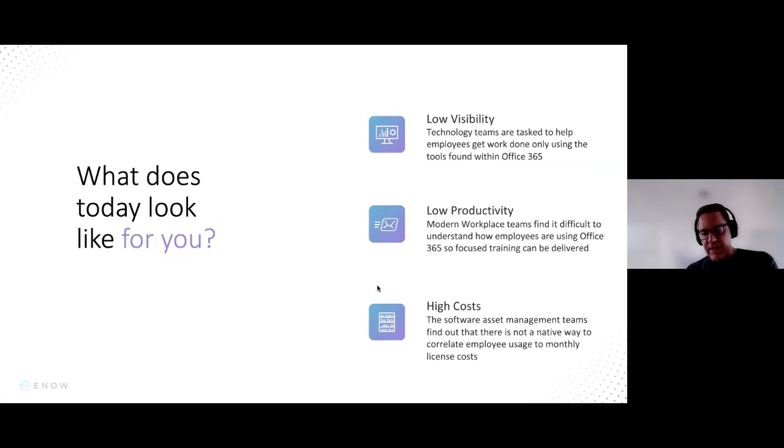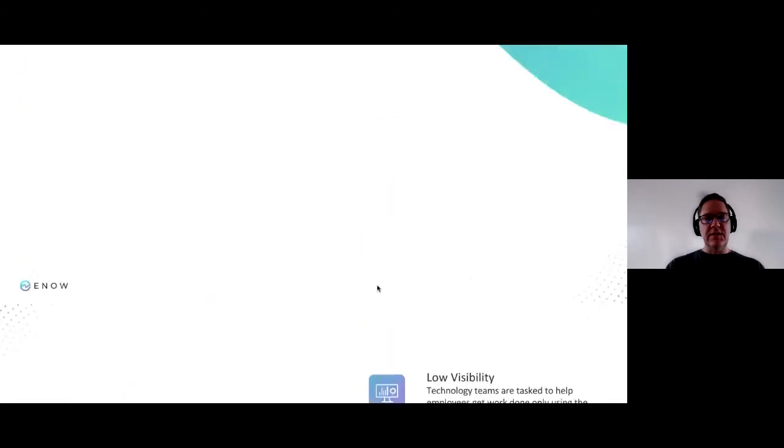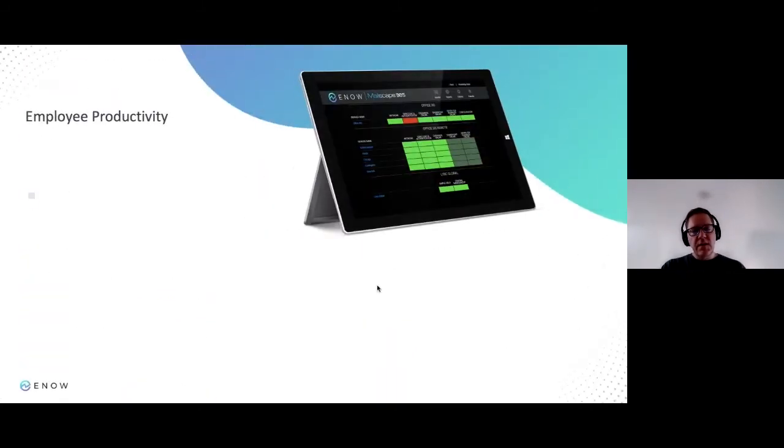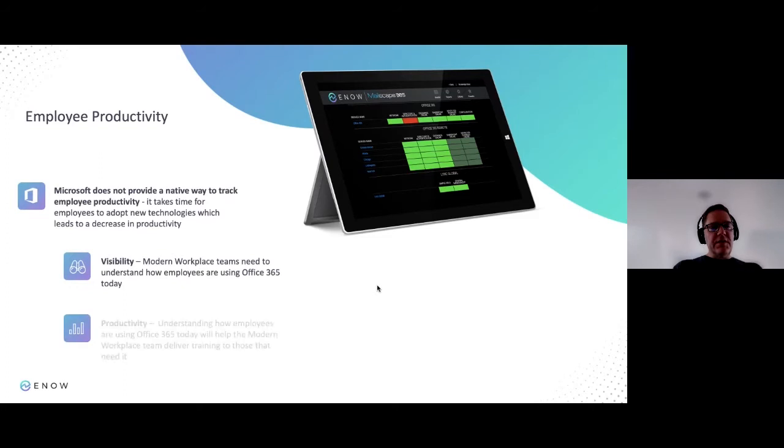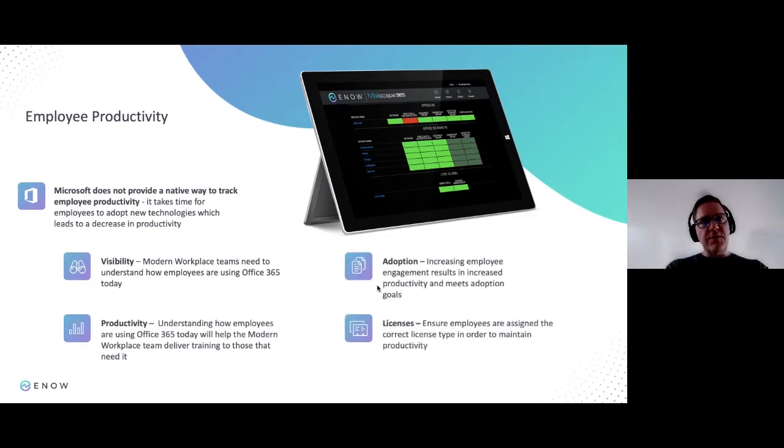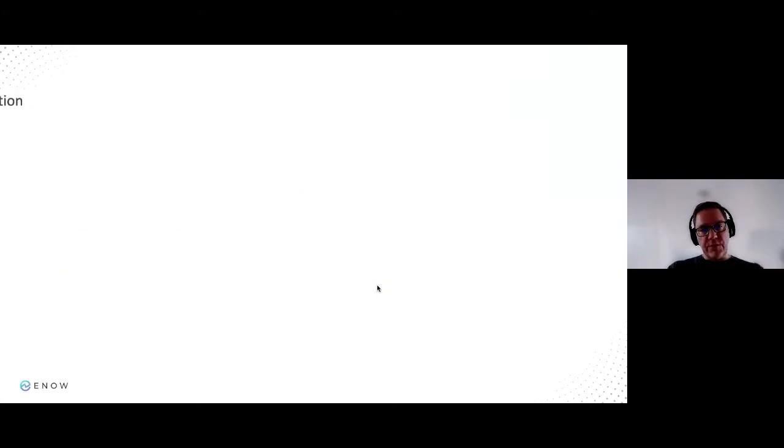And then the finance team, software asset management, they're really kind of driving towards understanding how Office 365 is being used for the employees, so to really make sure that licenses are right-sized and that costs are kept in check. Employee productivity, that's a really difficult conversation for most organizations because there just isn't a lot of visibility to see what's working and what isn't from that employee and user perspective.